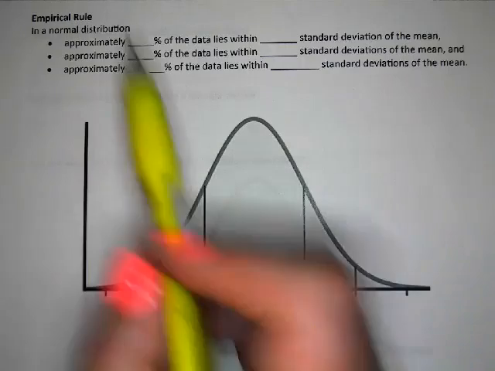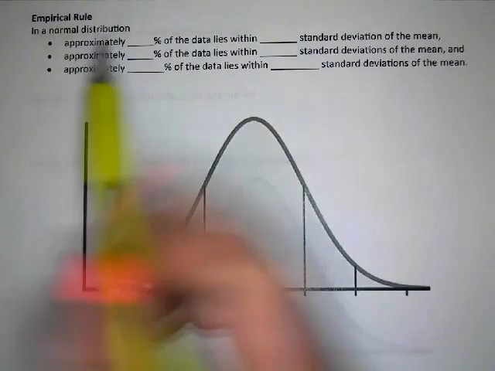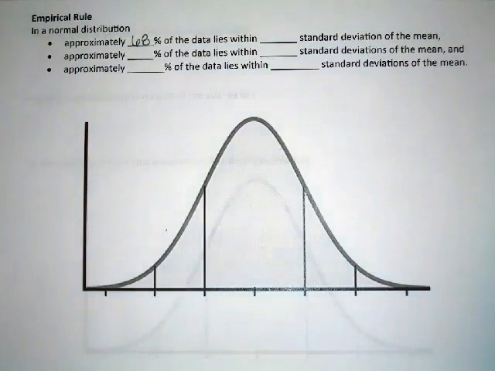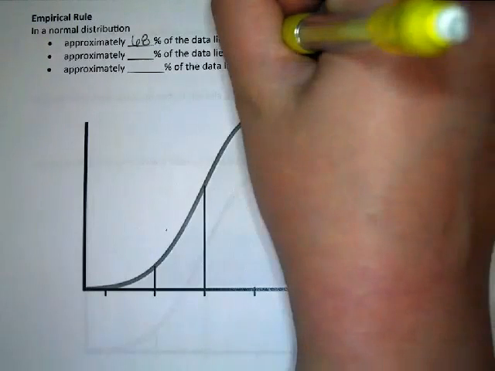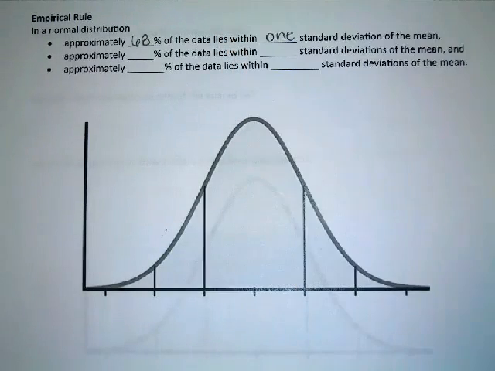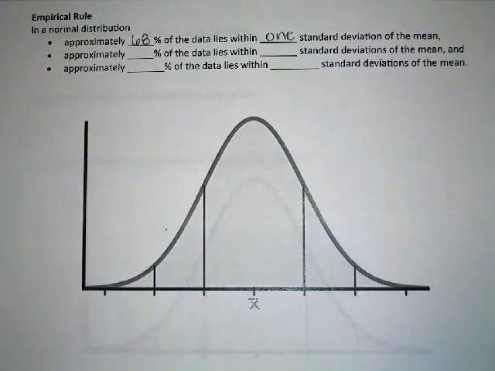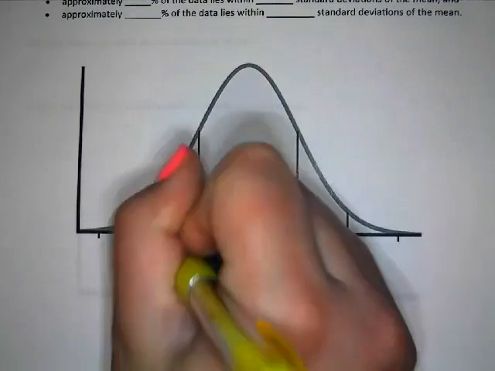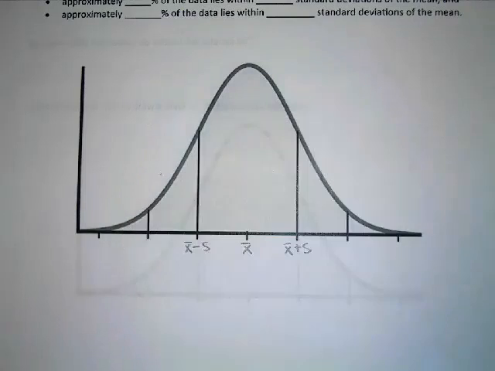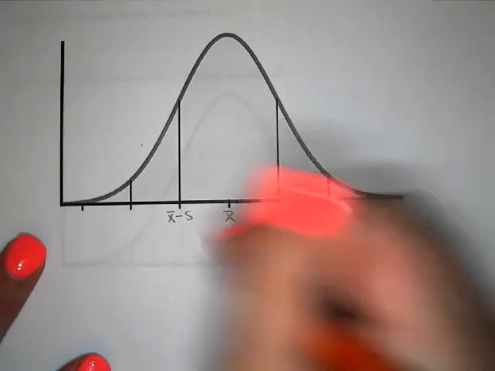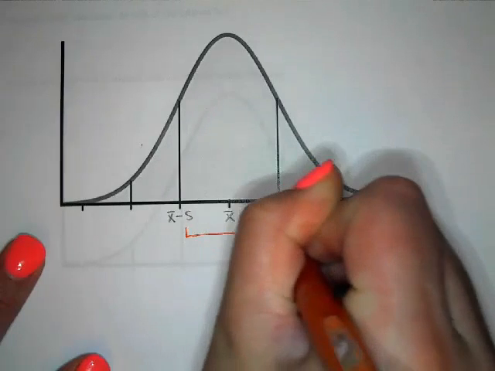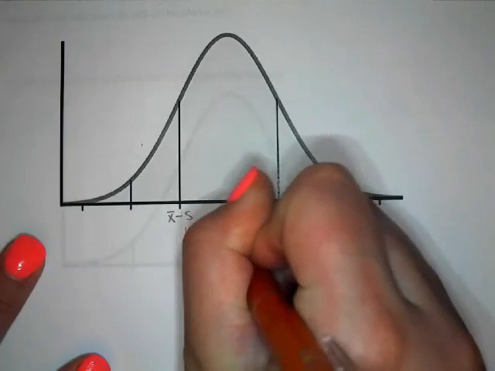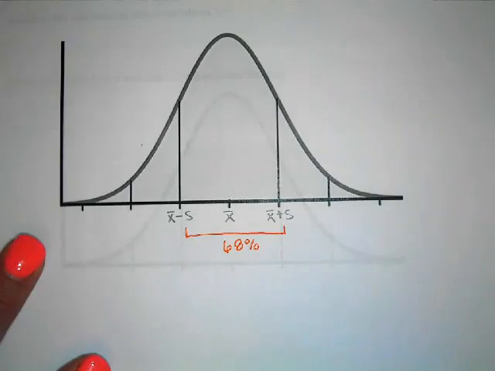normal distribution. So in a normal distribution, approximately 68% of the data lies within 1 standard deviation of the mean. So if the mean is right here, x bar, then you have x bar plus the standard deviation, x bar minus the standard deviation. And between those 2 values would be 68% of the data. All right.